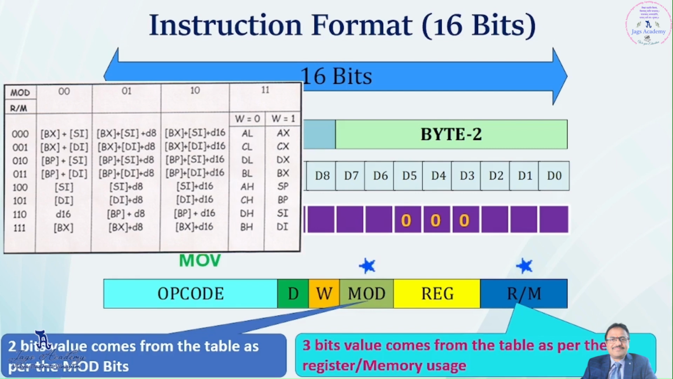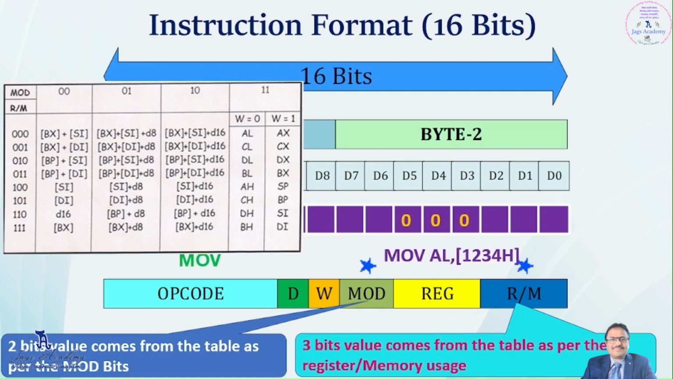D16. See here. In the instruction, we don't have anything like this, right? We have the direct 16-bit address, D16. D16 is the 16-bit address. The instruction we have is MOV AL, comma, within the square brackets, the 16-bit address. Now tell me, what is the corresponding mode bit? If you go to the top, you get the corresponding mode bit, and if you go to the left, you get the corresponding R/M bit.